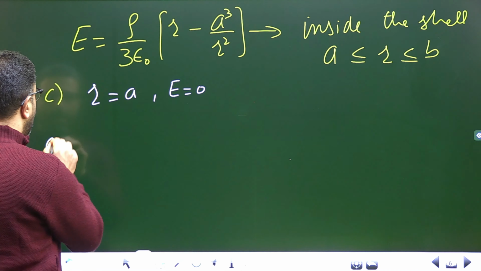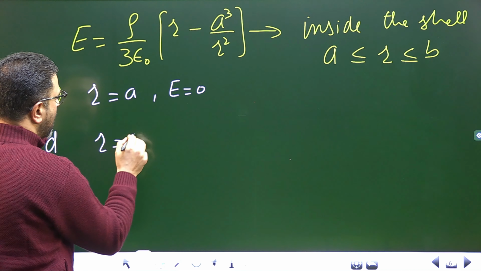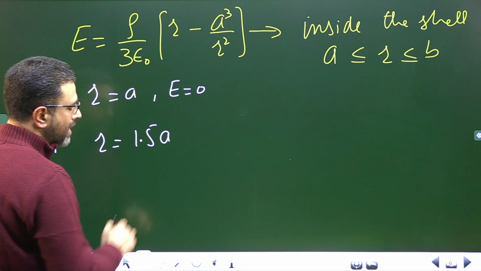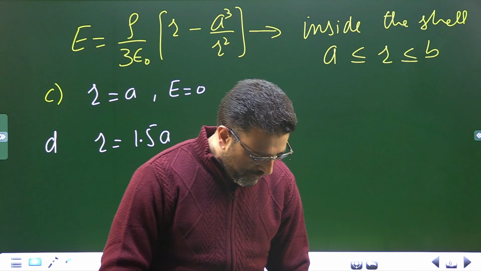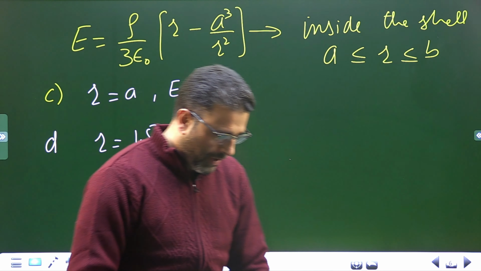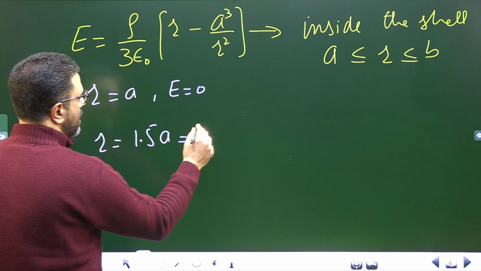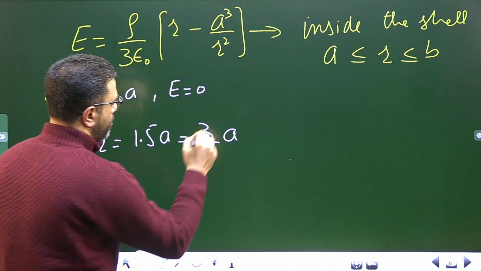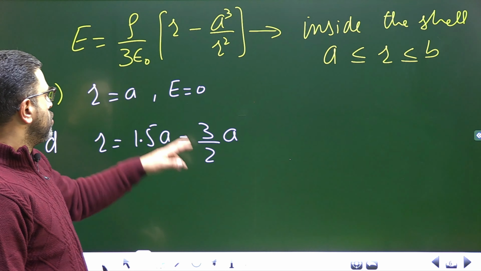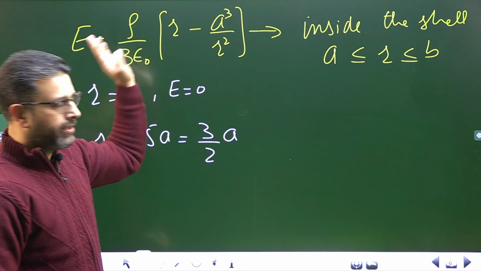Then part D, at r equal to 1.5 times A, which is to say 3 by 2 times A. We'll use r equal to 3 by 2 A in this equation and find it out.